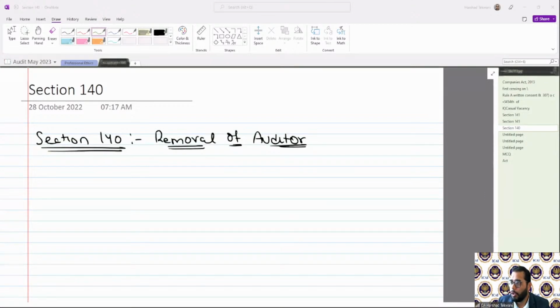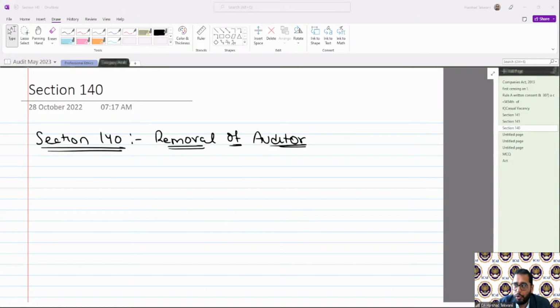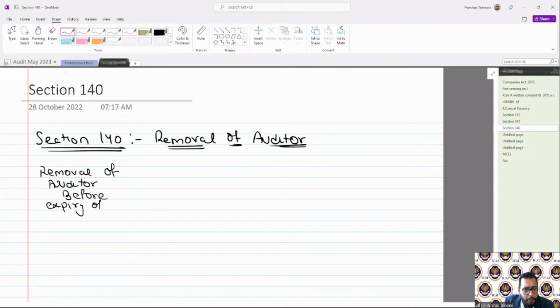Okay. So what section 140 says, if the board of directors or the company does not wish to reappoint the auditor, then what is the provision? And if an auditor appointed under 139, you want to remove that auditor from his office before expiry of his term, so I'll first take up removal of the auditor before expiry of his term.